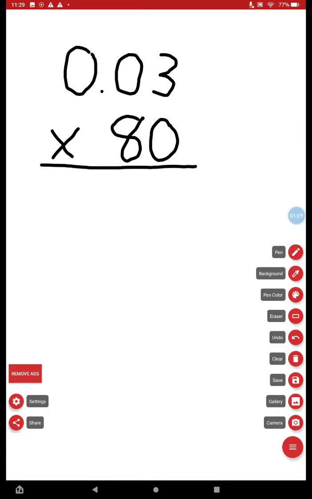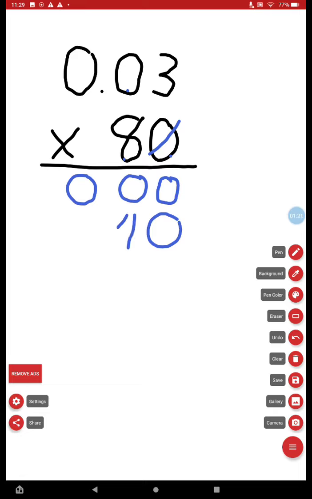So we're going to take a look at this problem in two ways. First, let's just do the regular two-step multiplication that we studied. 3 times 0 is 0. 0 times 0 is 0. 0 times 0 is 0. Get rid of this guy, put a placeholder. 8 times 3 is 24. Write down the 4, carry the 2. 8 times 0 is 0, plus 2 is 2. 8 times 0 is 0.